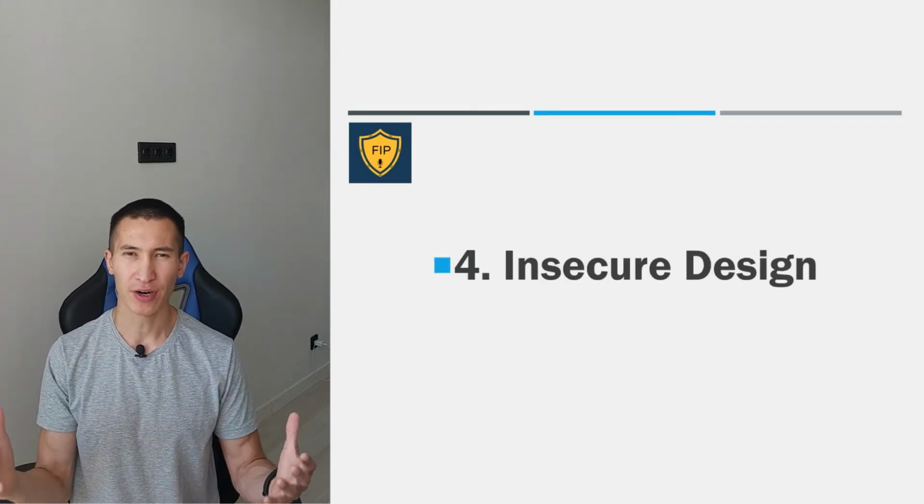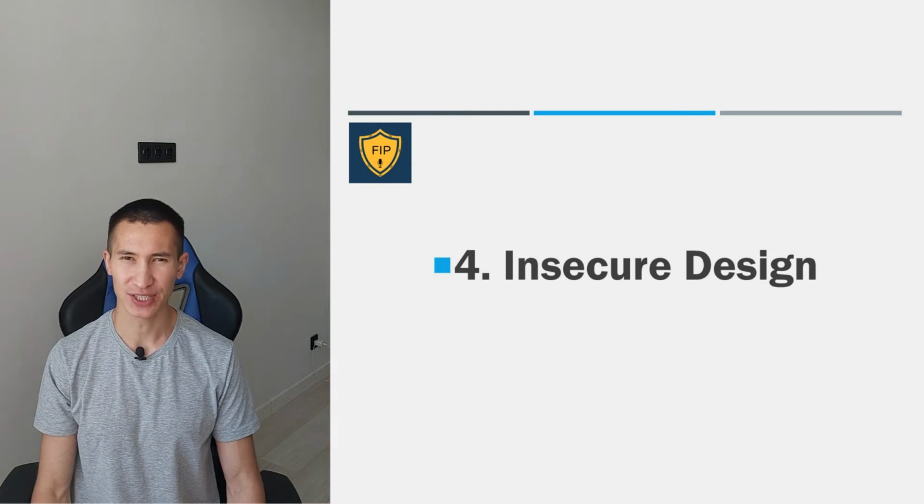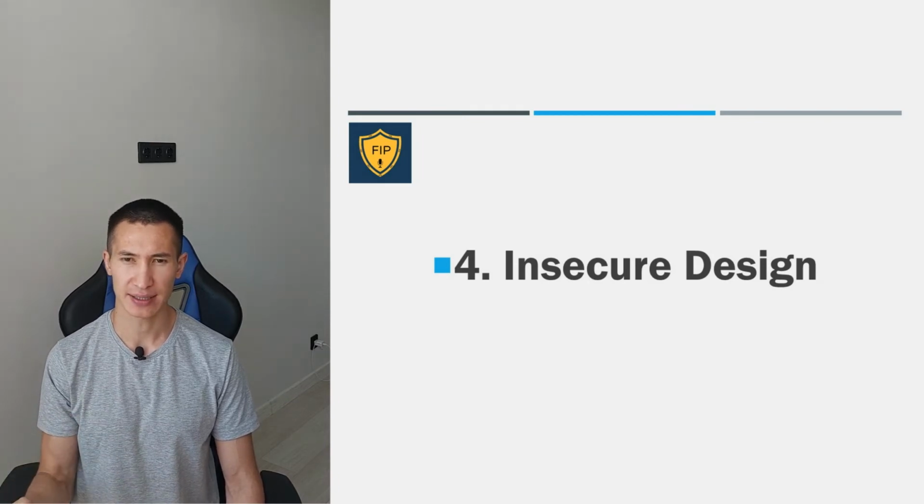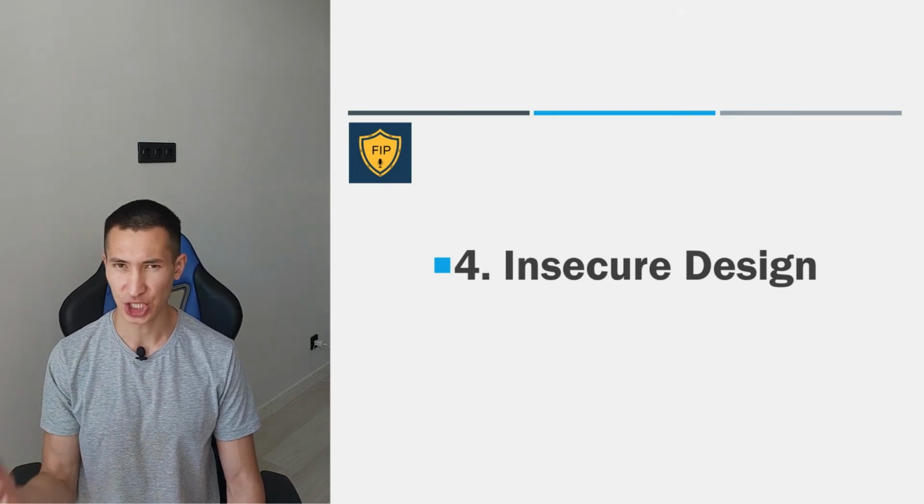The fourth on the list is insecure design. The category focuses on risks related to design and architectural flaws, threat modeling, and secure design patterns. It's important to note that an insecure design cannot be fixed by even the best implementation by definition.